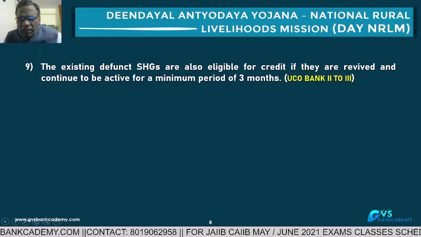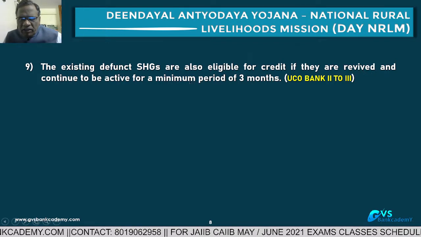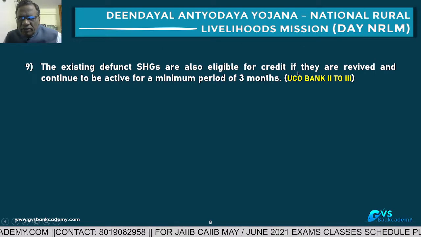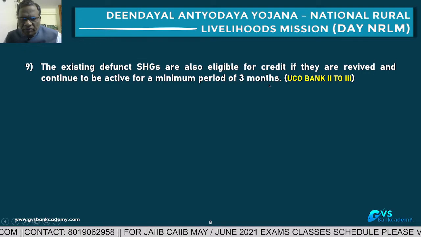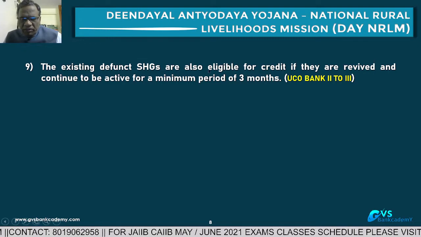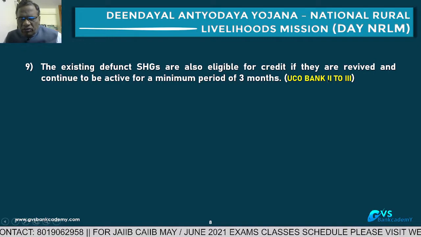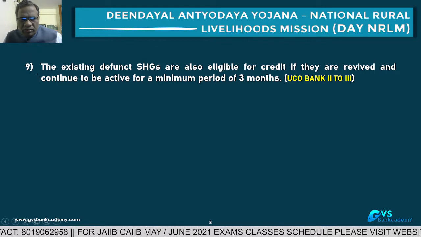After revival, from the date of revival, they have to wait 3 months. If they are revived and continue to be active for a minimum period of 3 months, then they will get a loan. This is also an examination question.